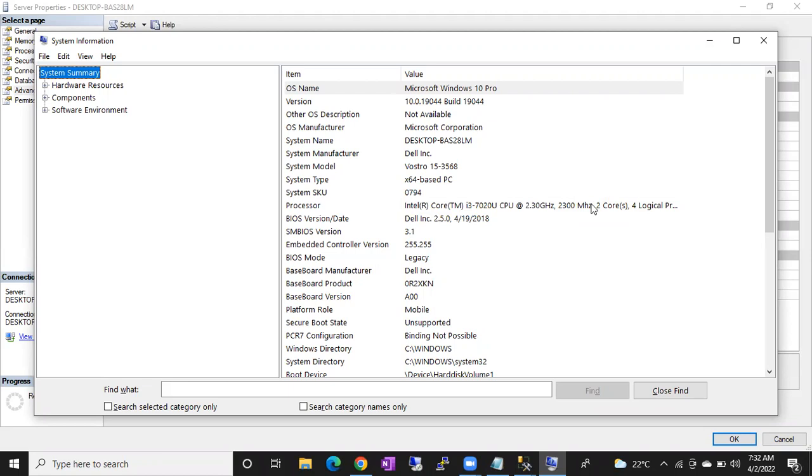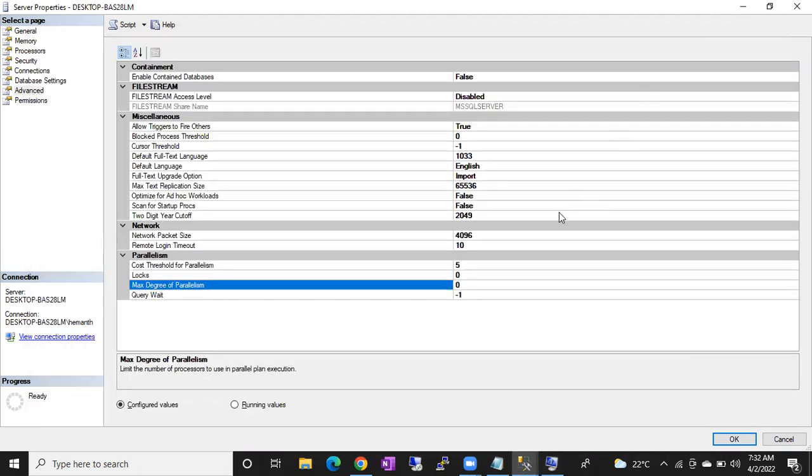How many maximum cores can it utilize in my case? 2 cores, because I have 2 cores in my system. So the value will be 2 here. You set this value as per your CPU cores. If parallelism is needed, how many CPU cores do I want to utilize? Usually we utilize all the CPU cores, so 2.